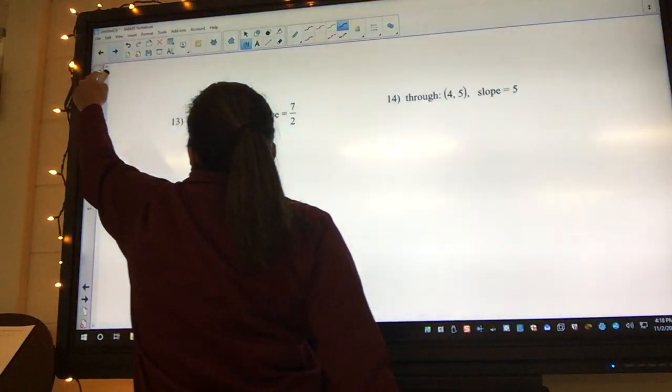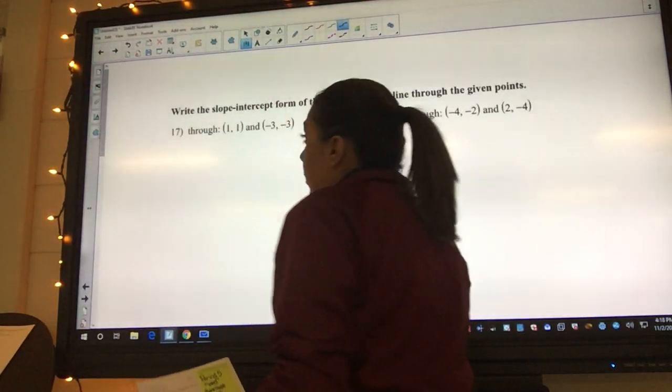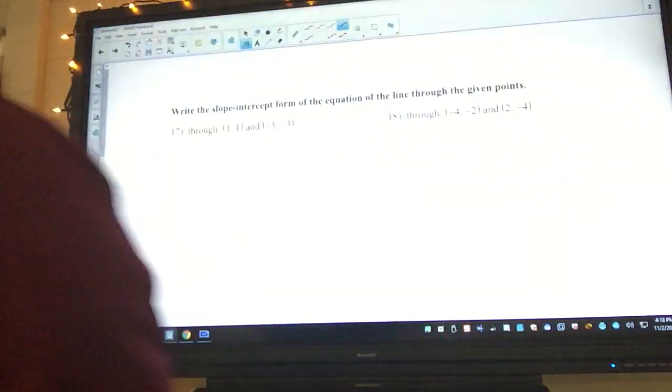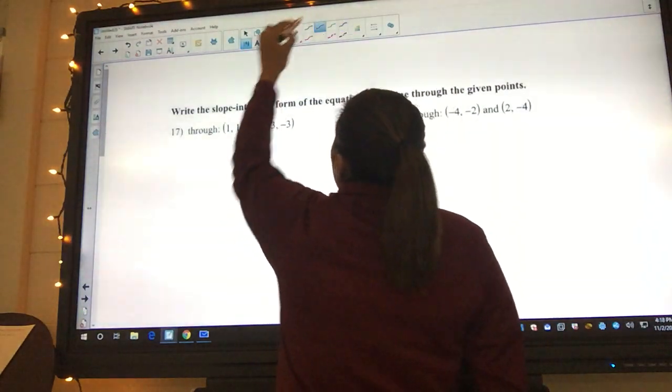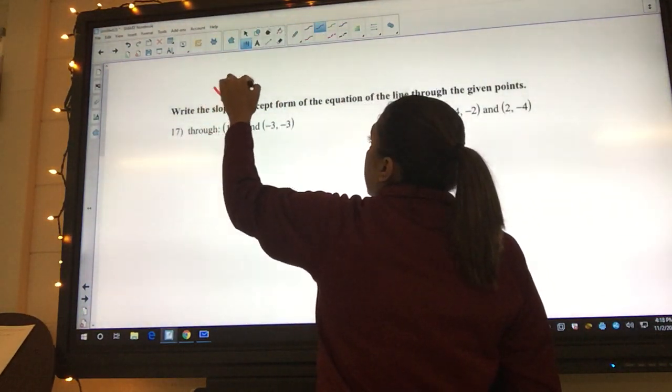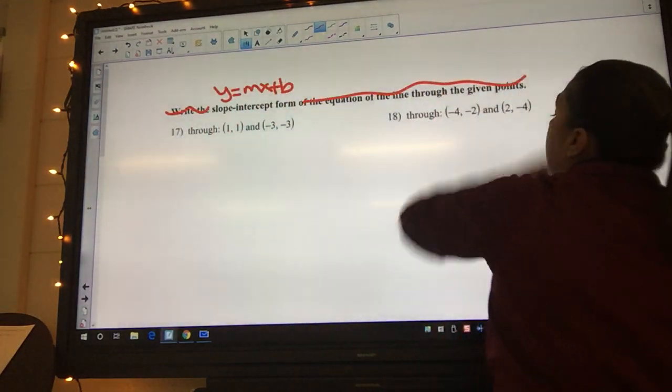Okay, the last section on here is, so you guys are going to do 13 through 16. And then the last section on here, same thing. So it says write the slope intercept form. Okay, so we know our answer should look like y equals mx plus b. That's slope intercept. So you can kind of cross out all of this stuff.